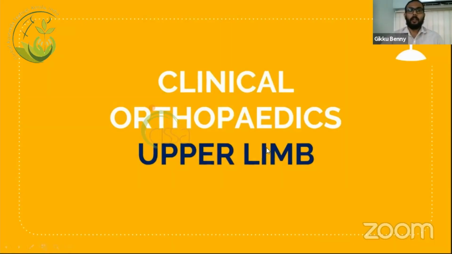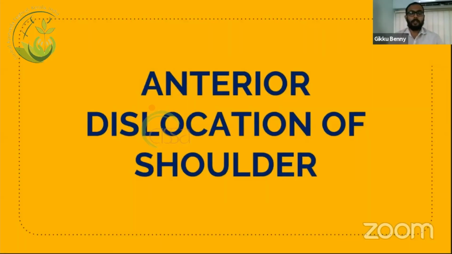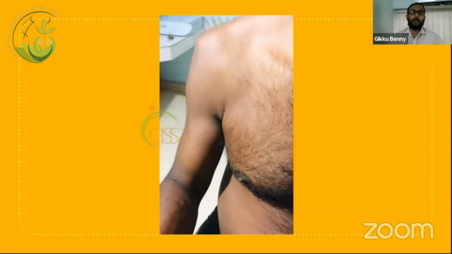Here, I would like to discuss the common upper limb injuries, fractures and dislocations, mainly anterior shoulder dislocation, posterior elbow dislocation and Pott's fracture. Along with that, we can go through the major upper limb injuries also. Coming to the shoulder joint, I would like to discuss anterior shoulder joint dislocation.